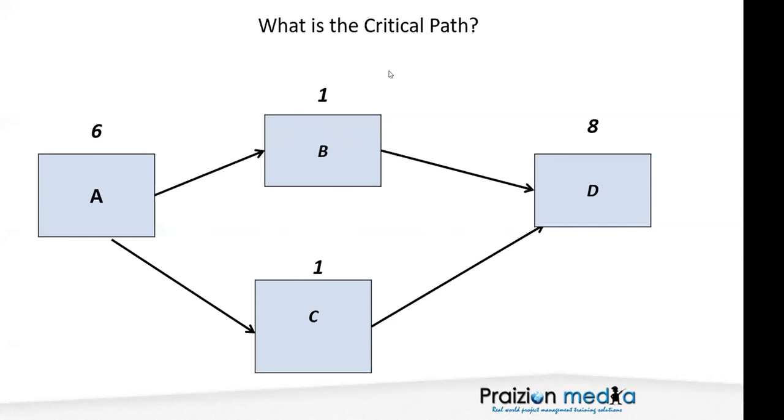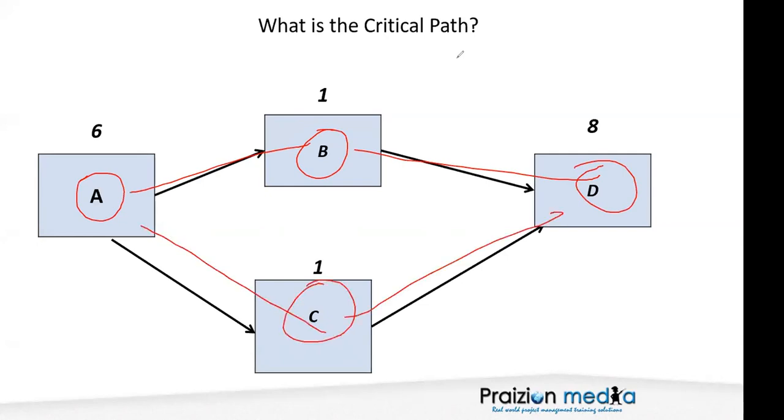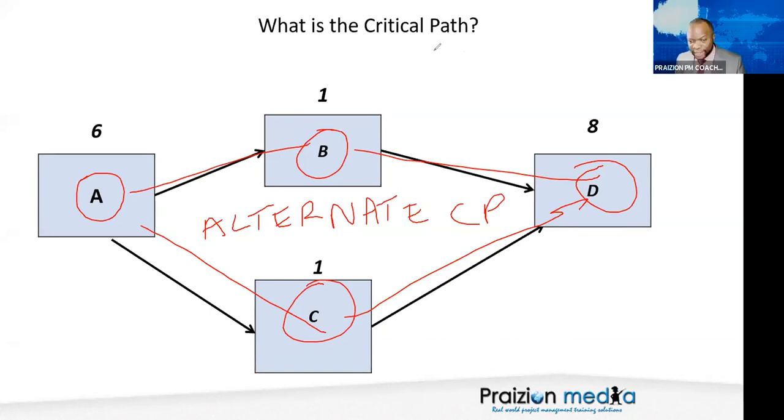Thank you very much. Everyone types in 15. That is correct. There are 2 critical paths. It's either A, B, D, or it's A, C, D. We call this an alternate critical path. An alternate critical path just means, oh, you got 2. So it's that one or that one. That's the language. Alternate critical path.